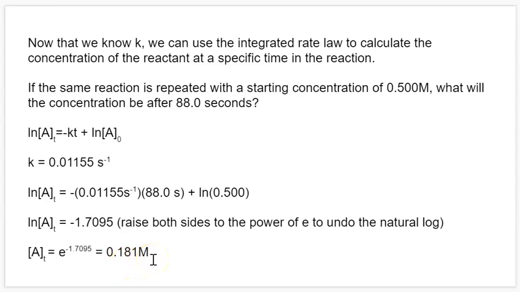And if you think about this, this also makes a lot of sense because we determined that this reaction has a 60-second half-life. So if it started at 0.5, after 60 seconds, we'd expect it to be 0.25. After another 60 seconds, we'd expect it to be 0.125. And the 88, that's between 60 and 120 seconds. So we can assume that the concentration is going to be a little bit past what it would be at the end of the first half-life. So 0.181 molar makes logical sense.